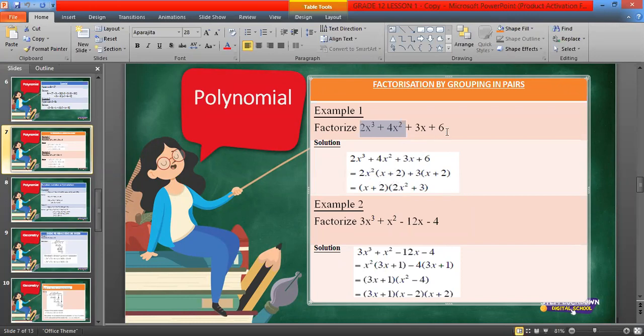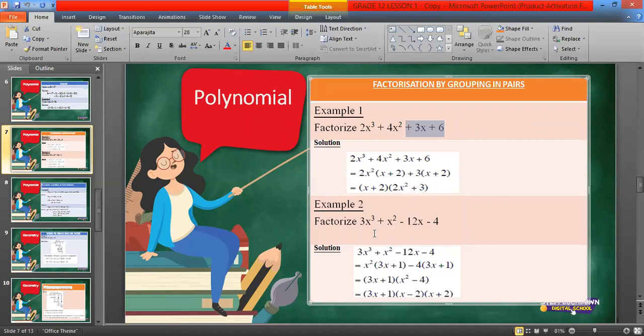All right. And then on the other side, for the 3x plus 6, the common term between the two of them is plus 3. So pull out your plus 3, and then we are left with what? x plus 2. And then from there, you see we have a common factor, so you factorize further, bringing out your x plus 2, and then keeping your 2x squared plus 3 in another bracket, and then it's factorized.